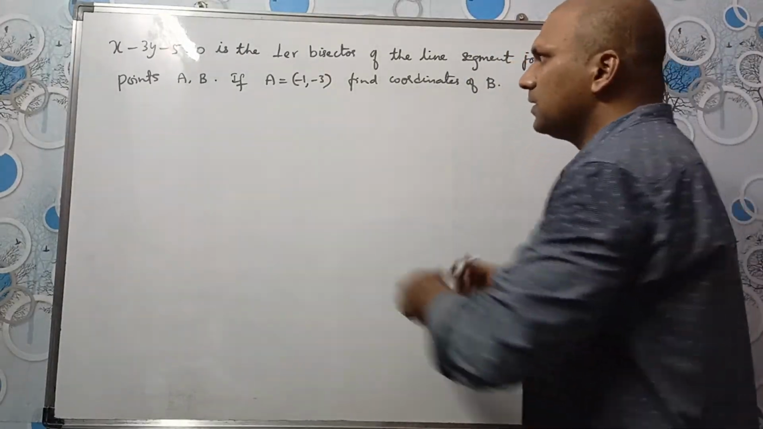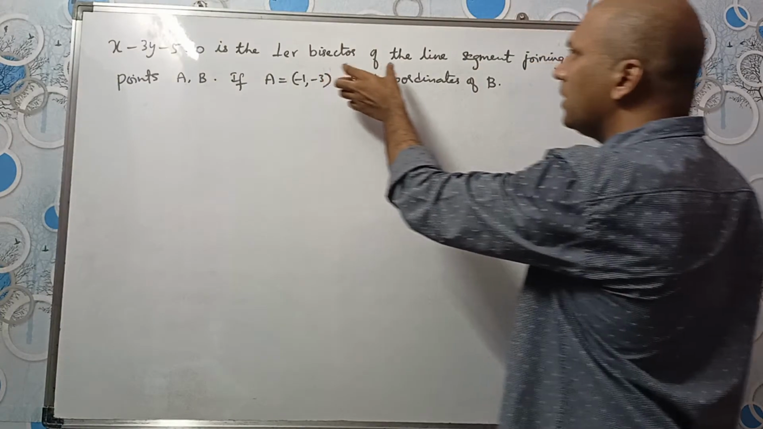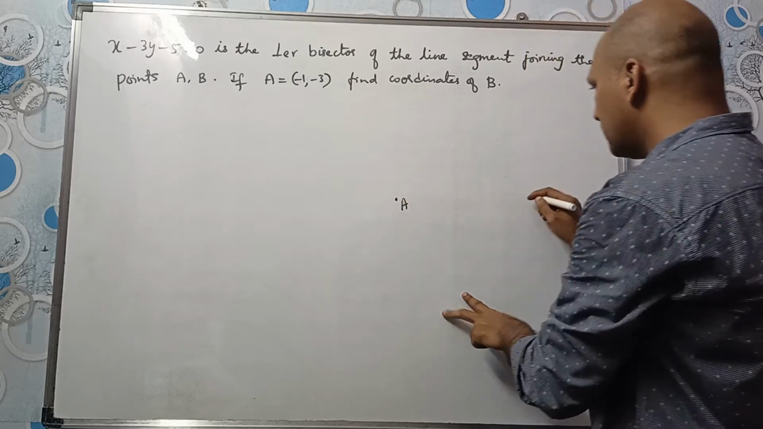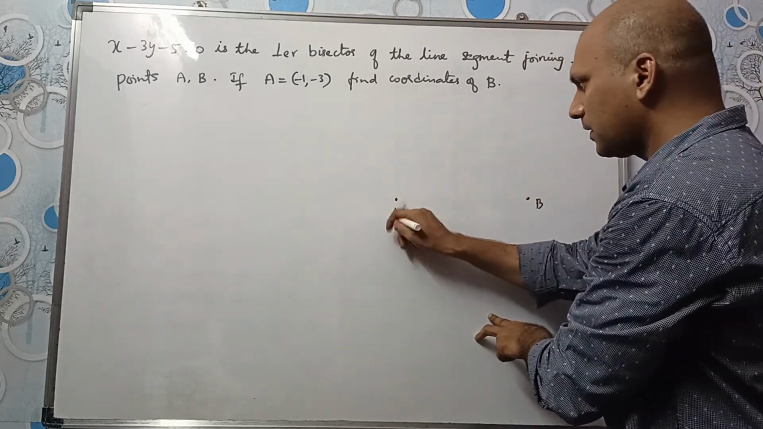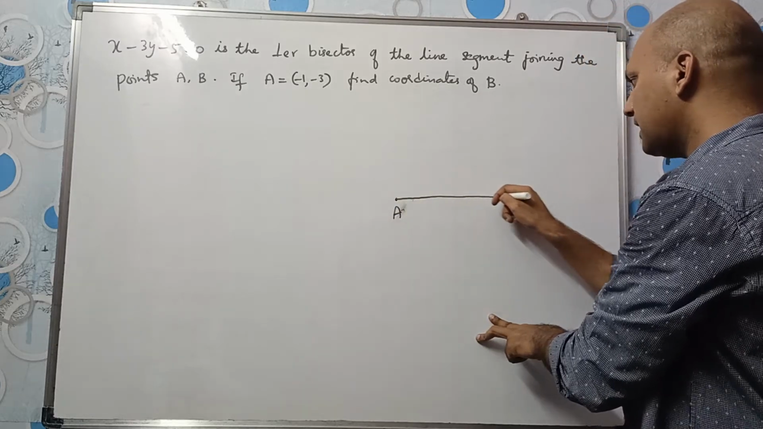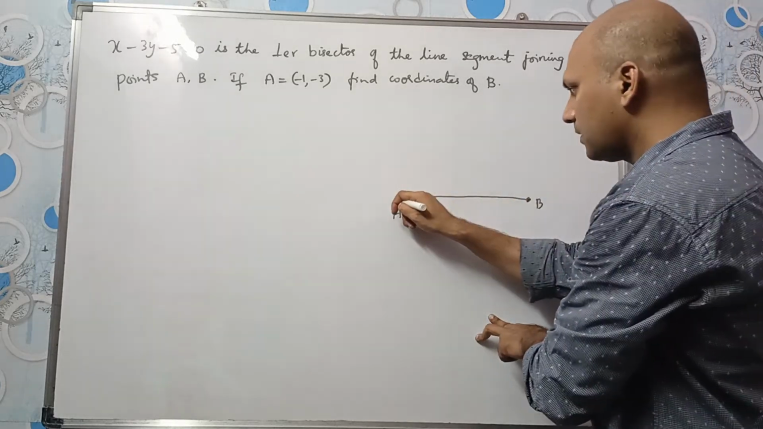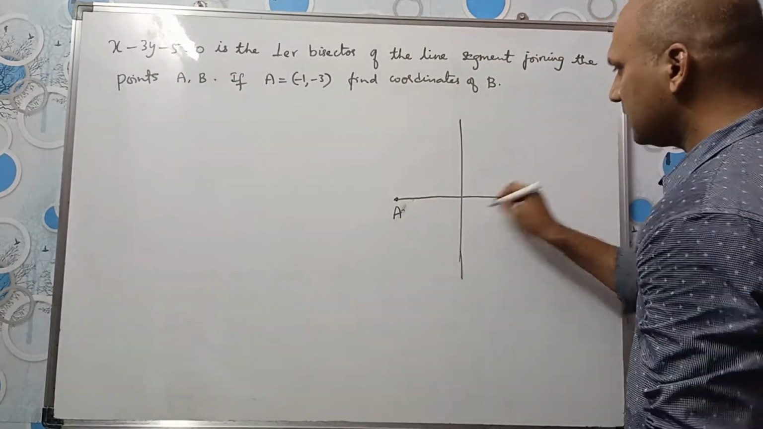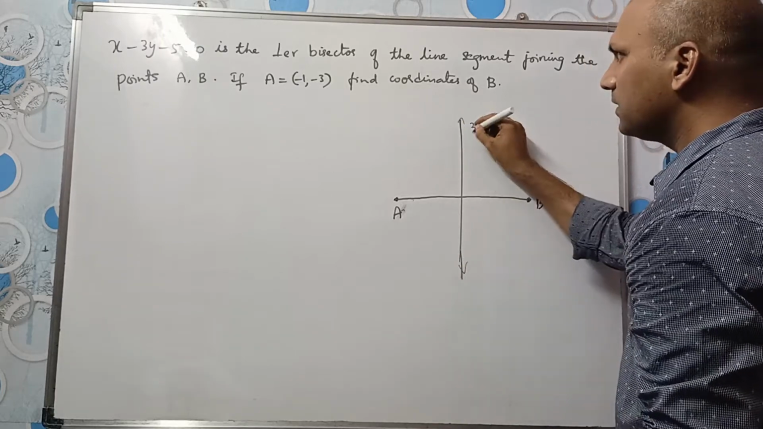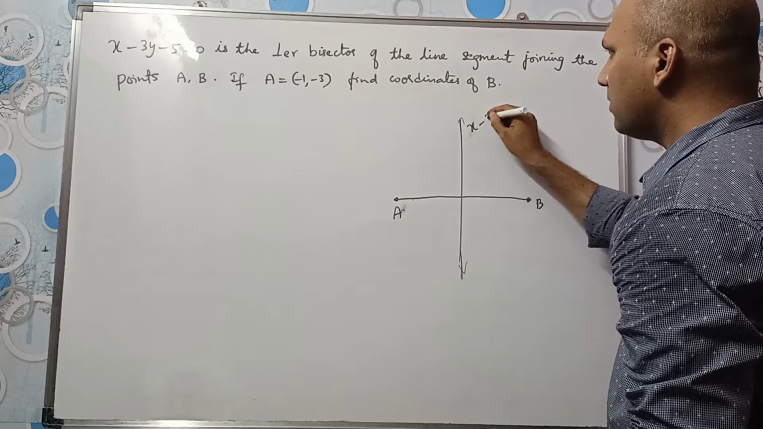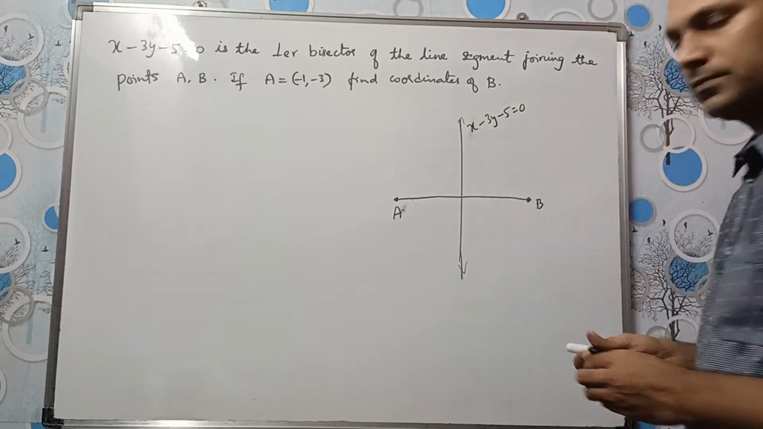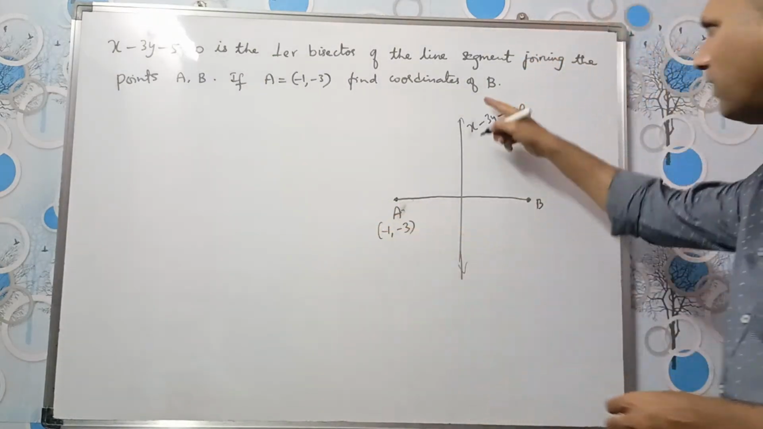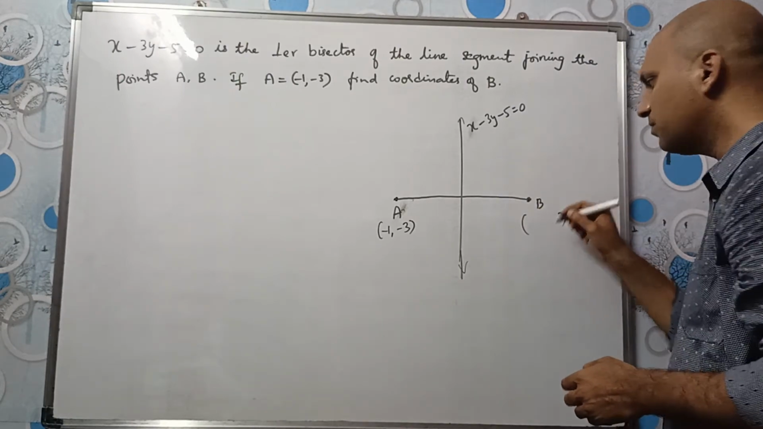So this line is the perpendicular bisector of the line segment joining the points A and B. That means point A is here, point B is here. Okay. Now this is the line segment joining points A and B, right? And this line is the perpendicular bisector of this line segment, right? So what is the equation of this line? This line is x minus 3y minus 5 equal to 0. Okay. So A is given as minus 1 comma minus 3. Find the coordinates of B. We should find the coordinates of B.